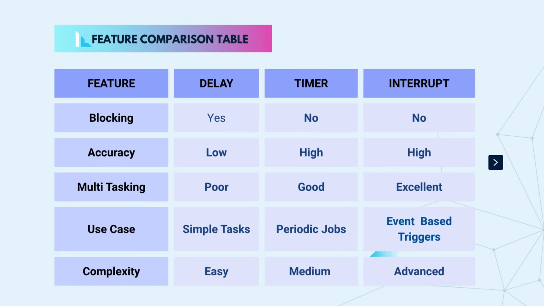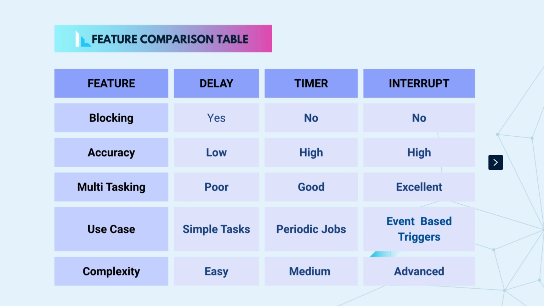Let's bring it all together with a quick side-by-side comparison of delays, timers, and interrupts. These three tools might seem similar at first, but they serve very different purposes in embedded systems. Let's break it down. First, blocking behavior. Delays are blocking, meaning the processor is frozen, it can't do anything else until the delay ends. Timers are non-blocking, they run in the background and let your main code continue. Interrupts are also non-blocking, they only activate when an event occurs and return quickly to the main program.